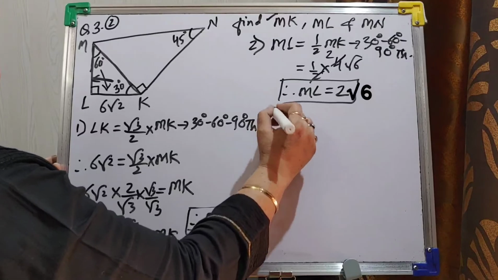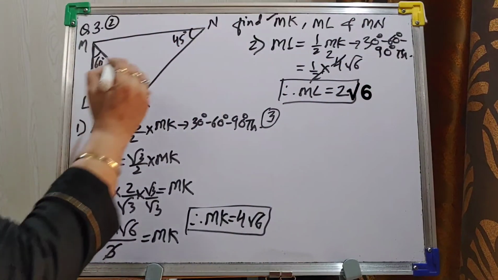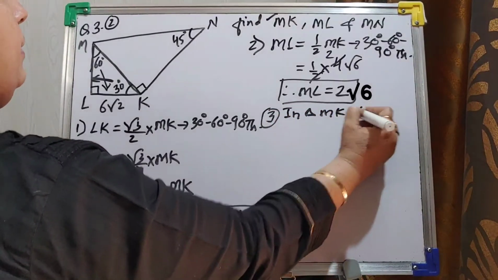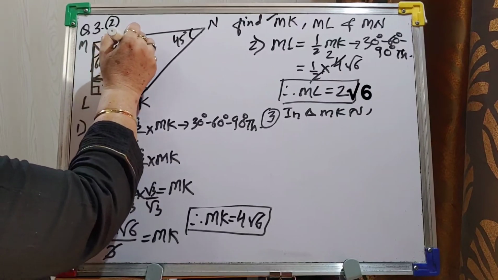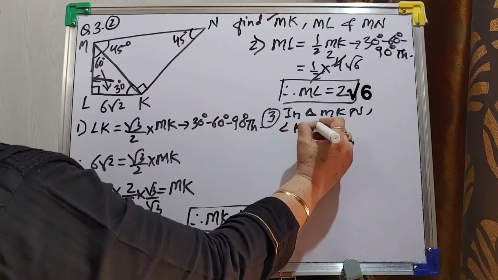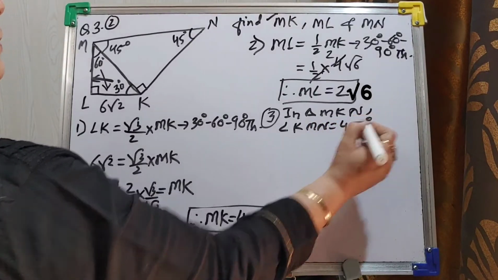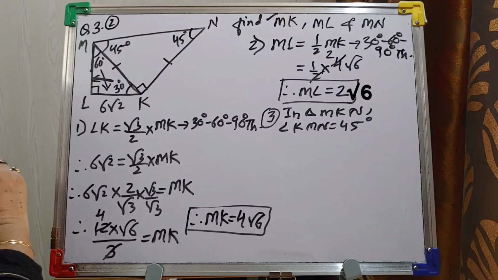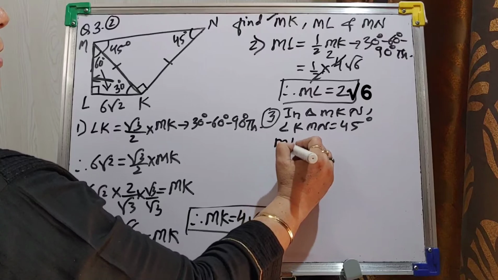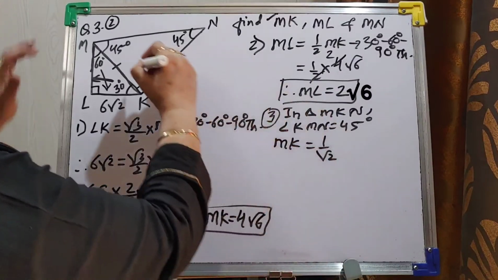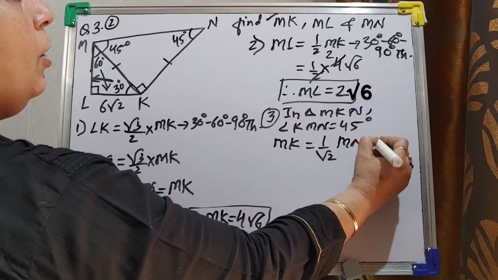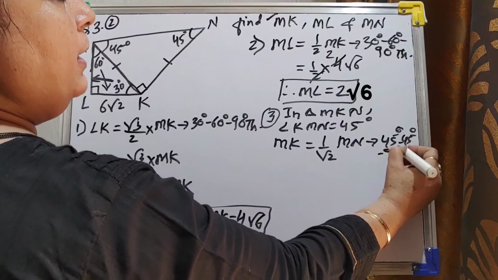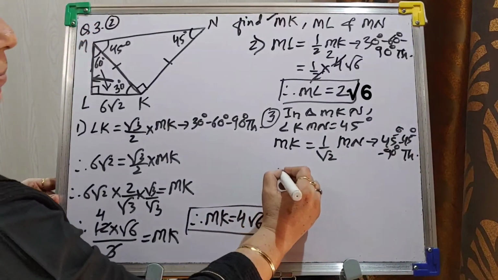Now third part, what is asked? MN. Now in this is 45. In this triangle MKN, this angle will be also 45 degree. Angle KMN equals to 45 degree. So you can apply 45, 45, 90 because perpendicular sides are equal. Correct? So MK, that will be 1 by root 2 of hypotenuse. Hypotenuse is MN. Now students, according to which theorem? 45, 45, 90 theorem.